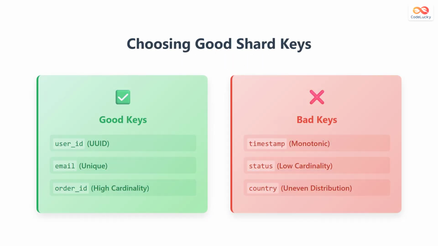Choosing a good shard key is crucial for optimal performance. Here are some examples of good and bad shard keys. Good keys include user_ID, preferably a universally unique identifier, email, assuming it is unique, and order_ID, if it has high cardinality. Bad keys include timestamp because it is monotonic, status because it has low cardinality, and country because it often leads to uneven distribution.